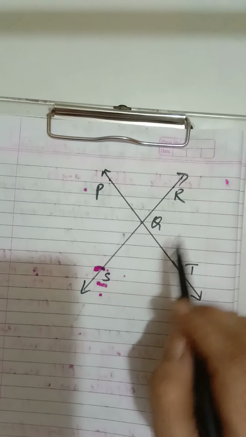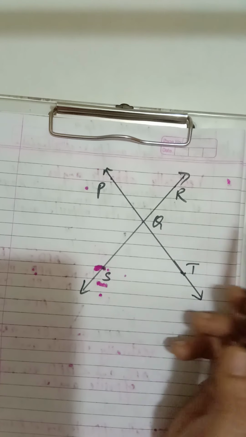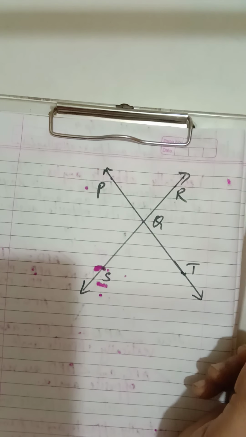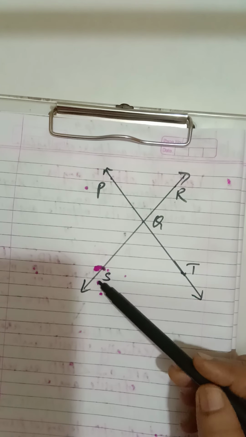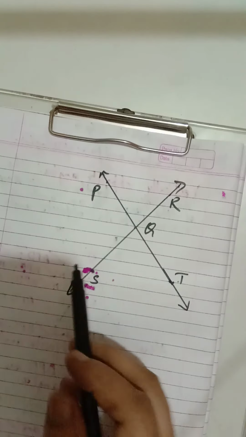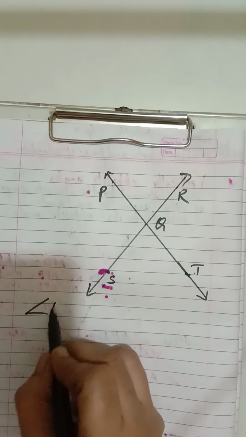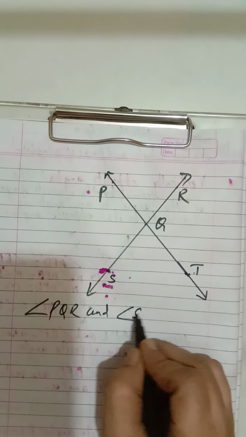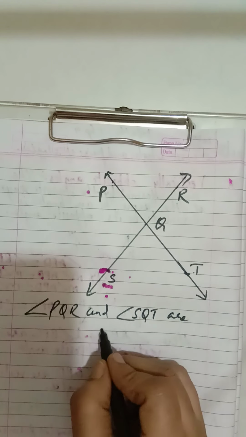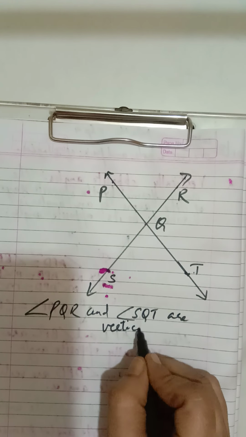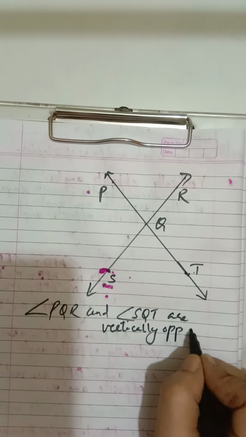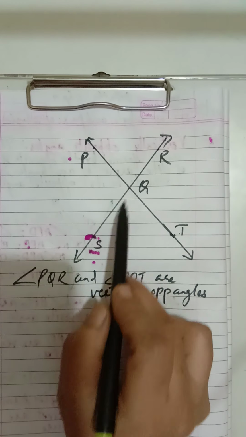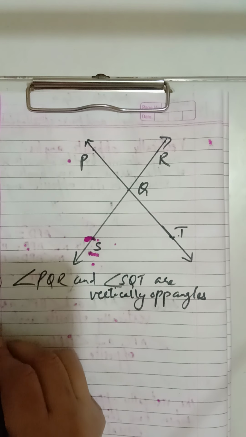Now see children, I have drawn one more figure to understand vertically opposite angles. Here, angle PQR, this angle, and its vertically opposite angle will be SQT. So we can write here that angle PQR and angle SQT are vertically opposite angles. Same way, the second pair we can get, angle PQS. This is the first pair. Now the second one.